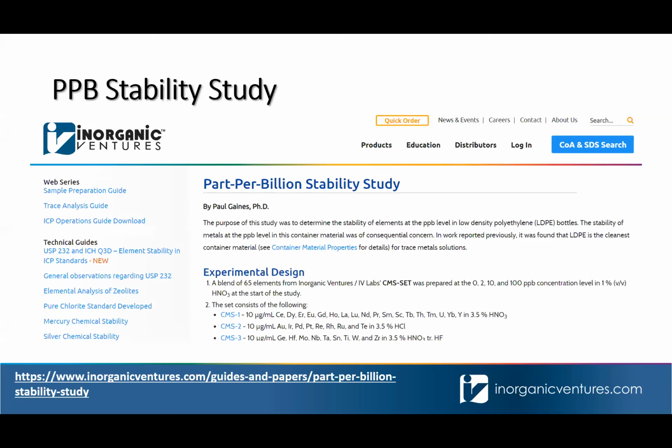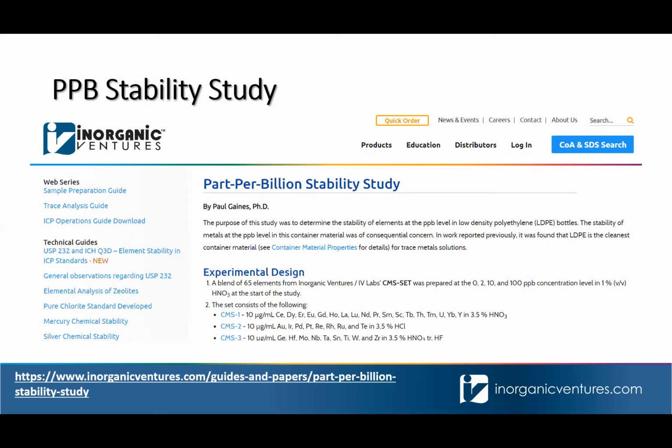Our PPB stability study, which was conducted and published by Dr. Gaines on our website, can give you an idea of the length of stability that you can expect when combining several stock solutions. In this particular study, 65 elements were combined using our CMS set of elements. These are stock solutions that contain, as a set, 65 elements. We combined these 5 standards into a matrix of 1% nitric acid at concentrations ranging from 2 ppb to 100 ppb.